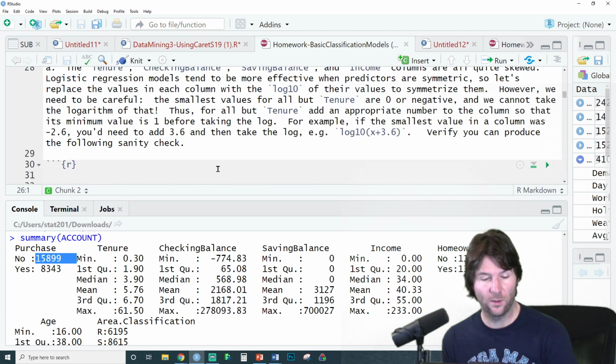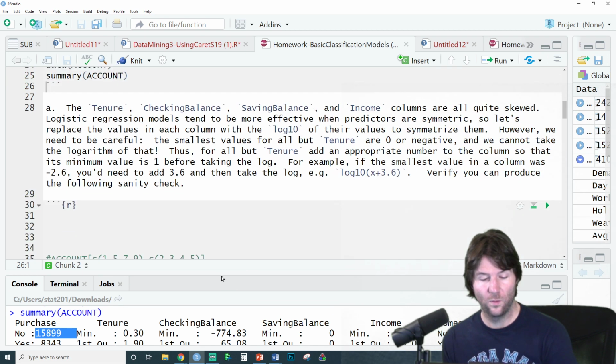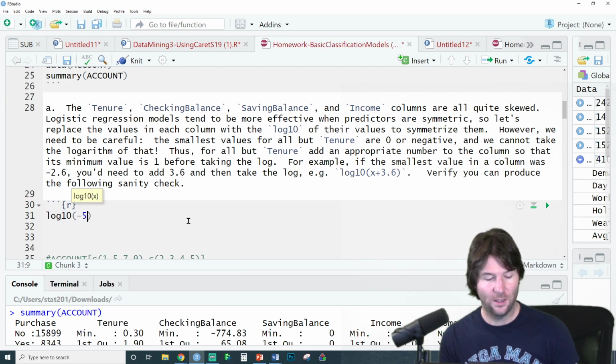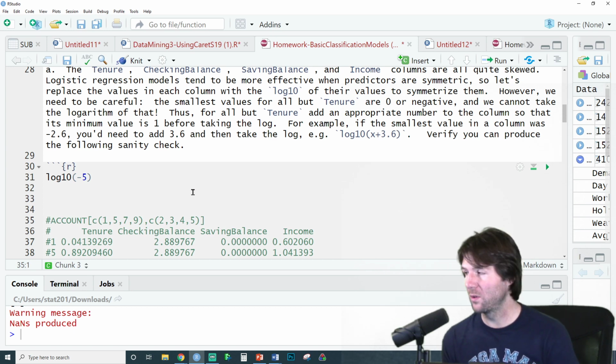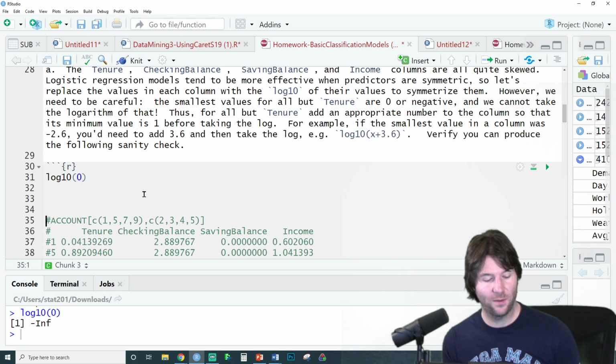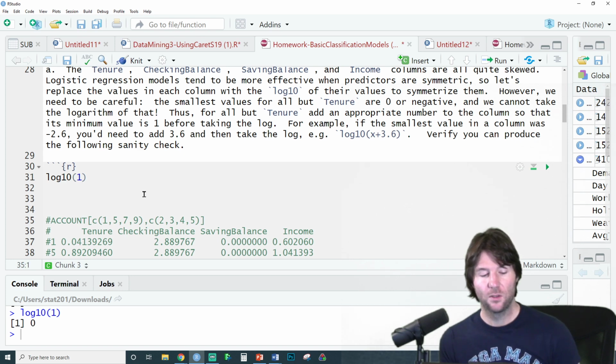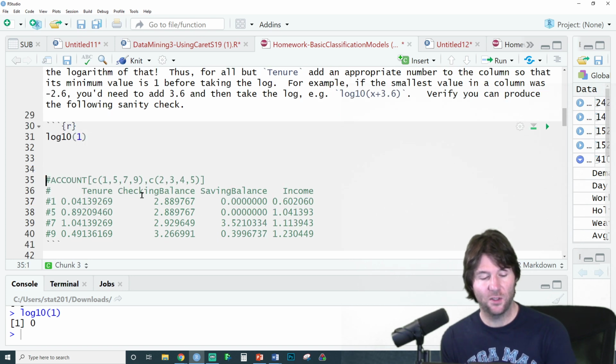I was doing this one right here with a few people. So with this one especially, the reason we can't, if you do like log 10 of like -5, I think that'll, yep, warning message produced. It doesn't like it. Will this give negative infinity? Yep, negative infinity. So you can't really do that. What we want to do is put everything so the lowest value is log 10 of 1, because that'll give 0.